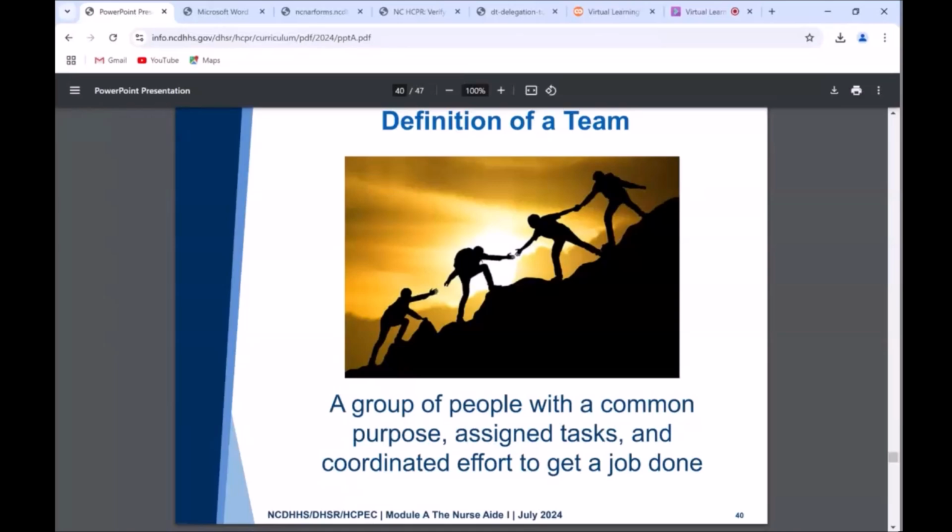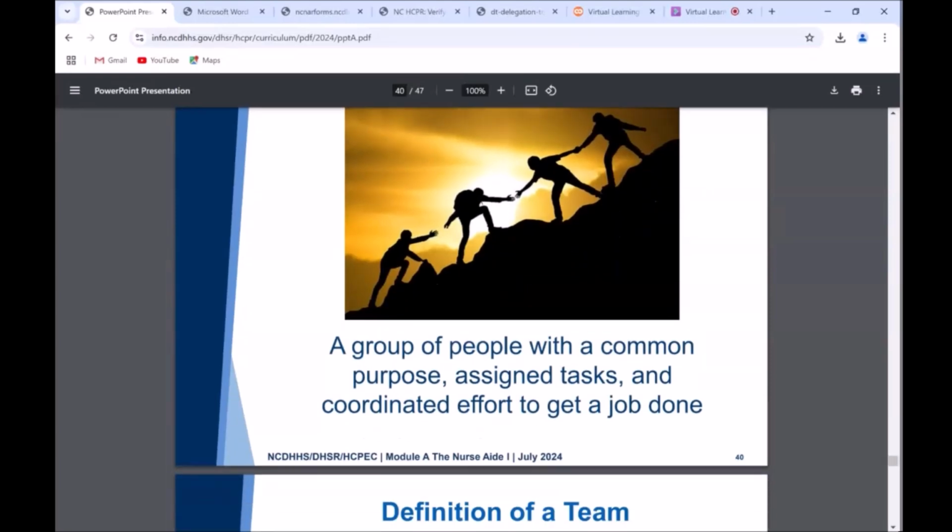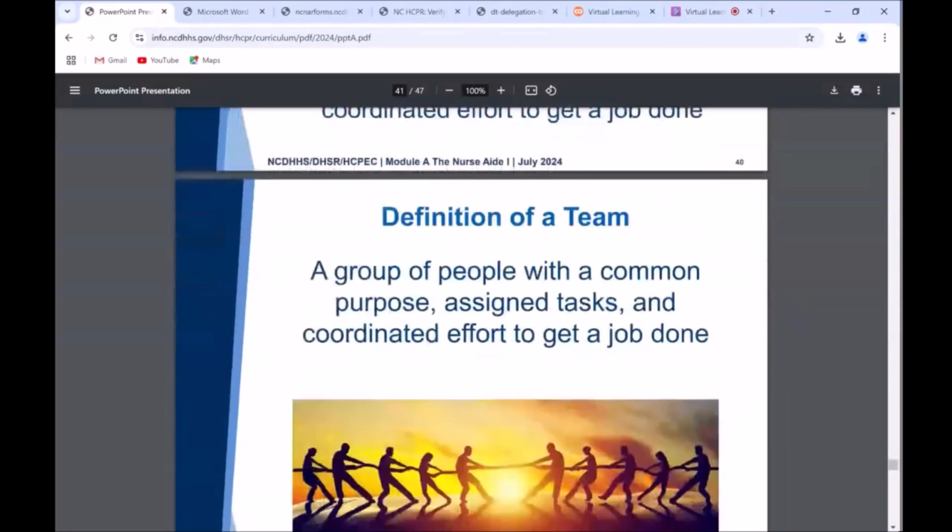So the definition of a team is a group that works together and functions as a whole. They communicate with each other, coordinate their work activities, share their responsibilities, and receive assignments to ensure that each team member knows what to do, what is expected, and how to plan work schedules. The nurse aide is a member of the healthcare team. And there's your definition there.